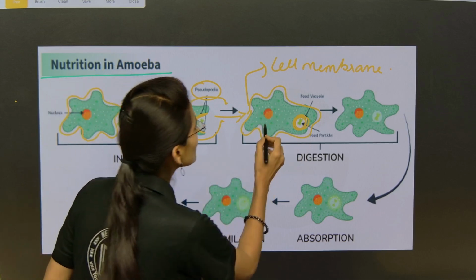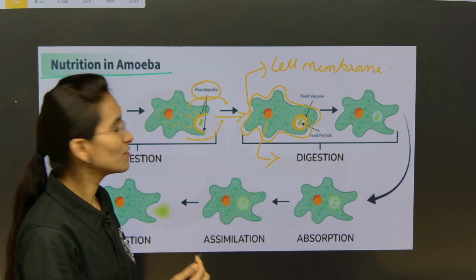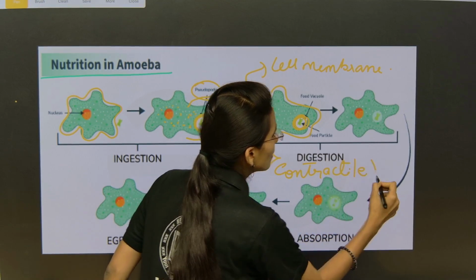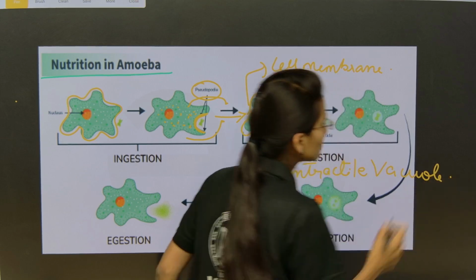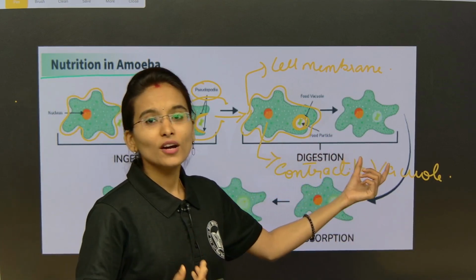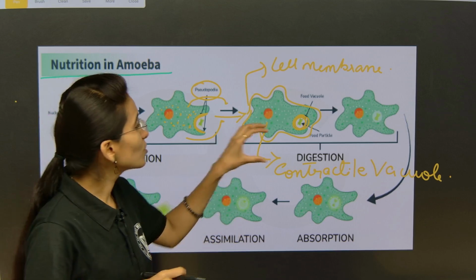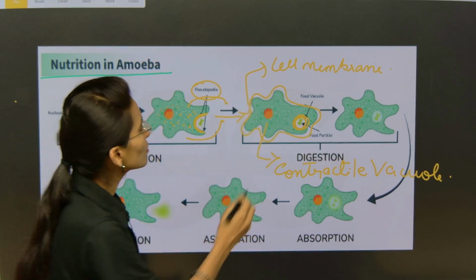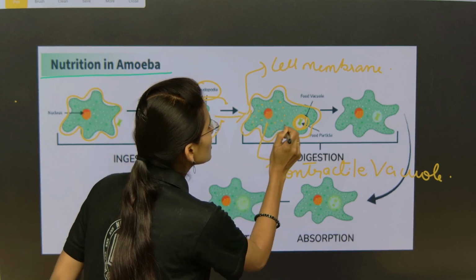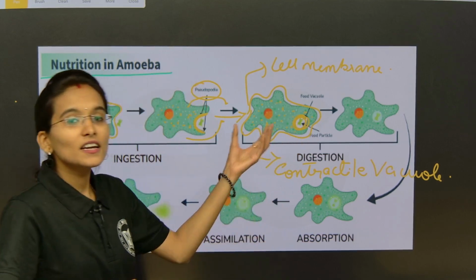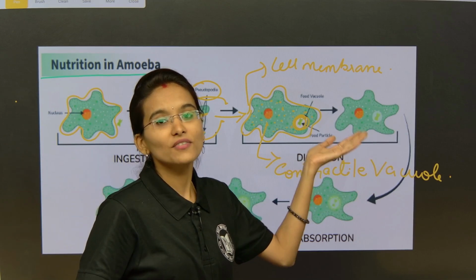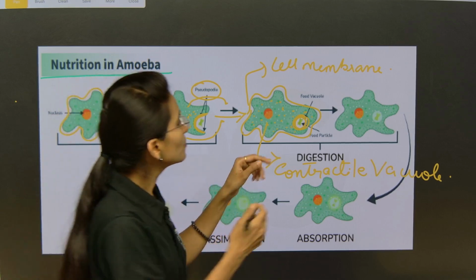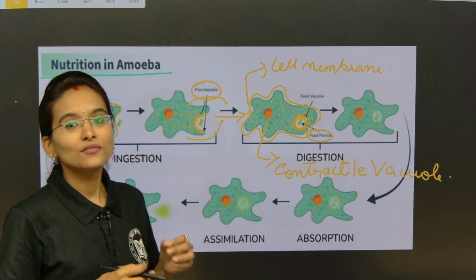Along with the food vacuoles, we can also find another most important vacuole, that is called the contractile vacuole. The main role of the contractile vacuole is to maintain the water balance inside this particular organism. Clear? Here the cytoplasmic fluid is present, and it is maintained by the contractile vacuole, whereas the food vacuole is going to digest all the food particles.